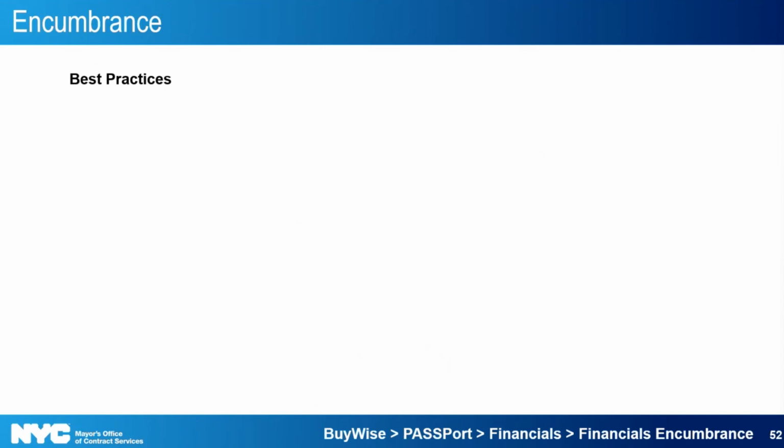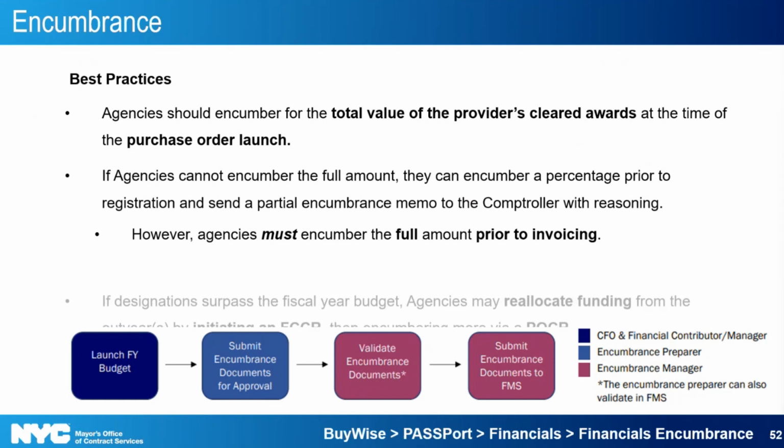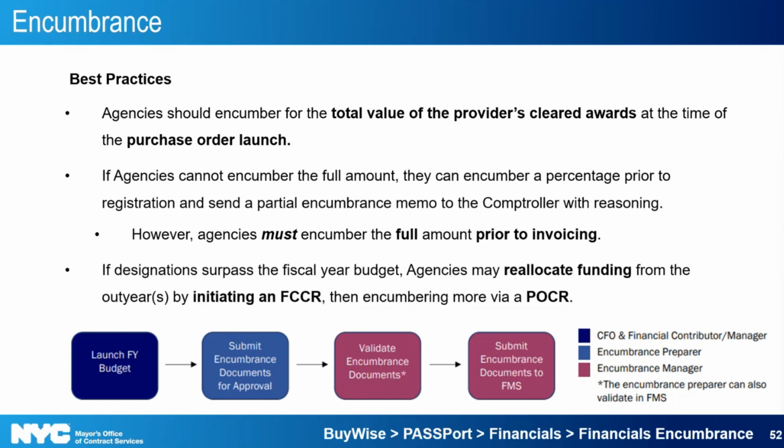Here are some best practices when it comes to encumbrance. Agencies should encumber for the total amount of cleared awards at the time of purchase order launch. If agencies cannot encumber the full amount, you can submit a partial encumbrance memo to the comptroller along with reasoning. However, you must encumber the full amount prior to invoicing.